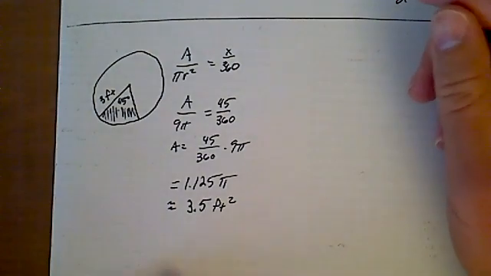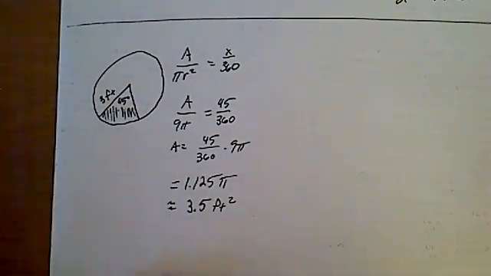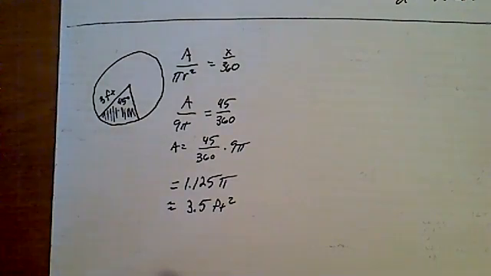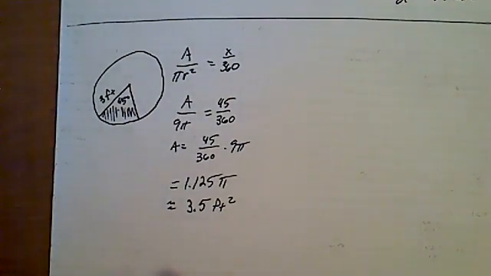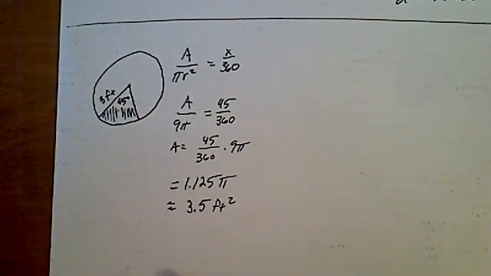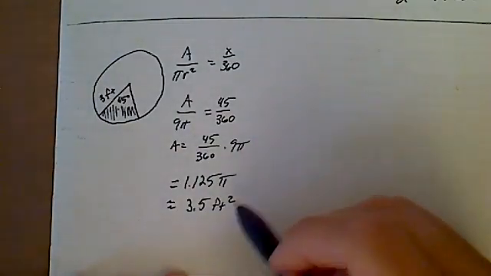You might just ask yourself quickly if that makes sense. What's the area of the whole circle? Well, the area of the whole circle is 9 pi. It's about 28, and 45 over 360 is about an eighth of that, right? Well, it's not about an eighth, it is an eighth, but you get the picture. You can kind of decide whether or not this makes sense.